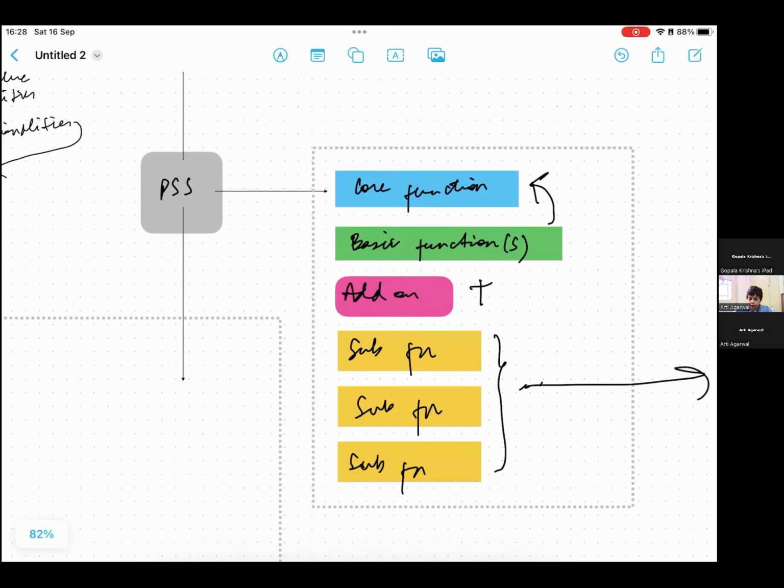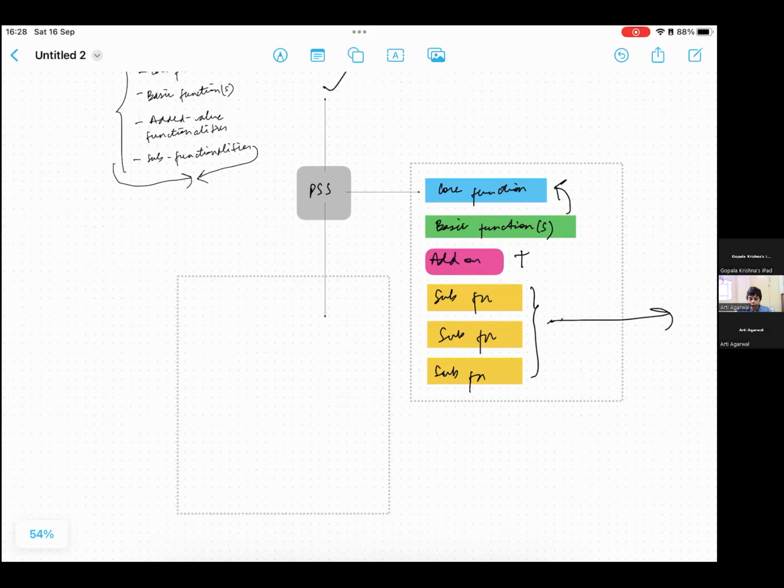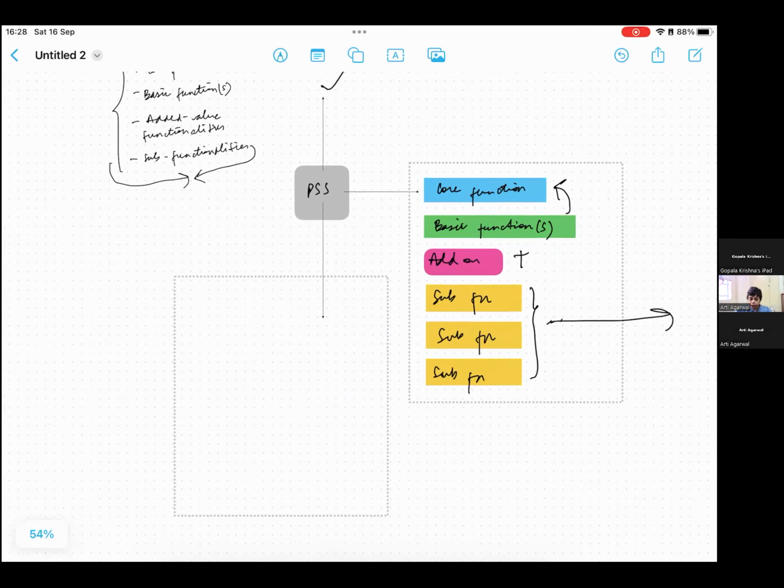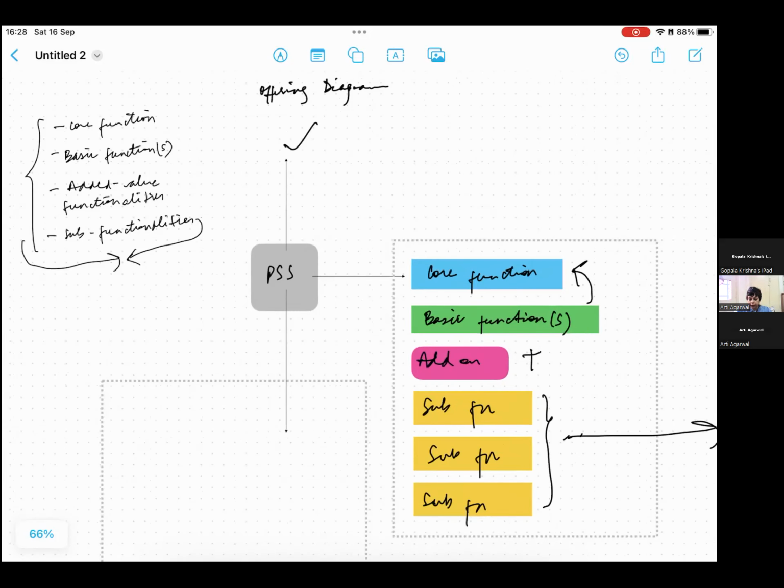So these sub-functionalities are those kinds of things: how is your PSS going to function as a system? Which is why when you change any core function or basic function, or create one more add-on, the sub-functions are also going to change, and the whole way the thing comes together is going to change. So if you want to modify it, you'll have to create another whole set of alternatives for it. So this is basically the offering diagram.